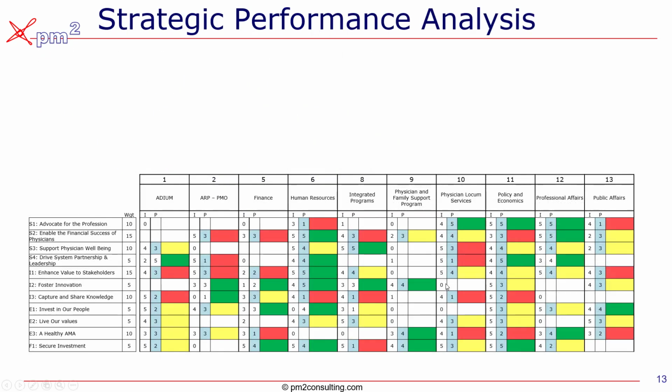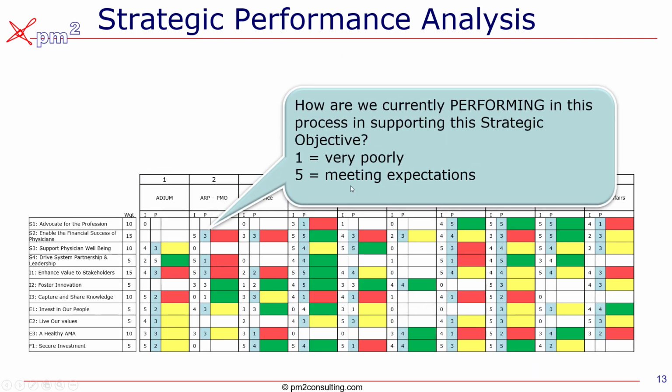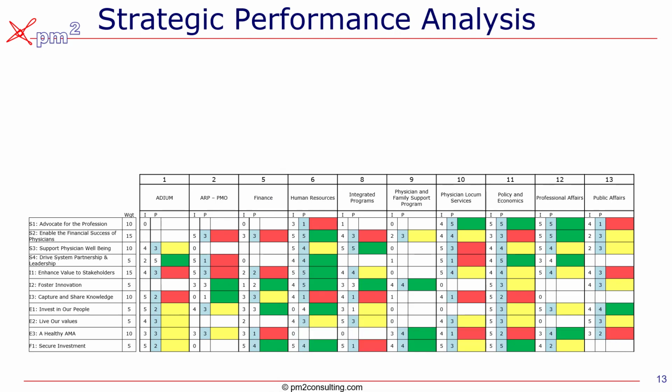Now, if we added our assessment of how we're actually performing using the same criteria. So 5 means I'm meeting performance expectations. 1 means I'm performing poorly. We can begin to put our performance into strategic context. What do I mean by that? Well, take a look here.